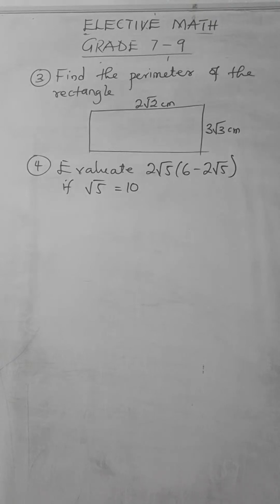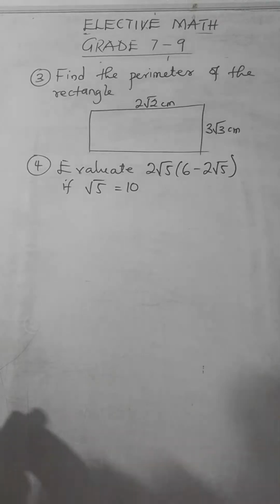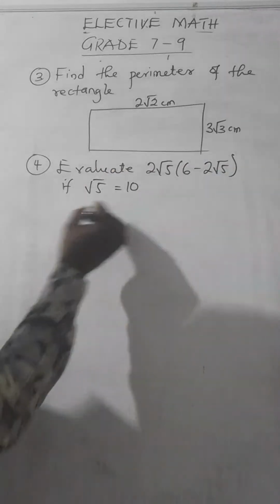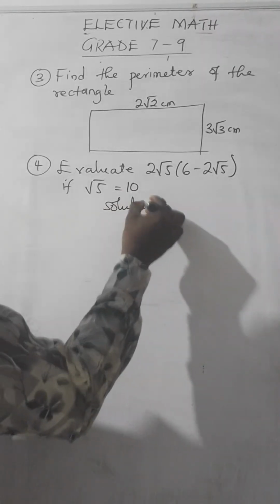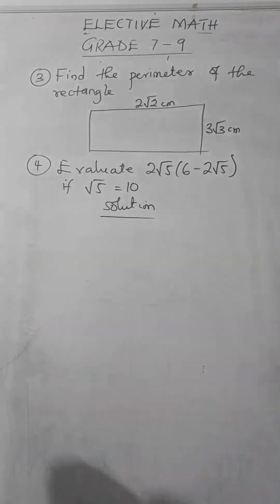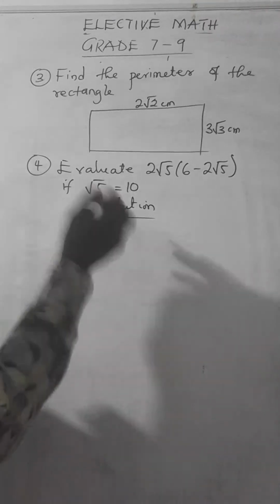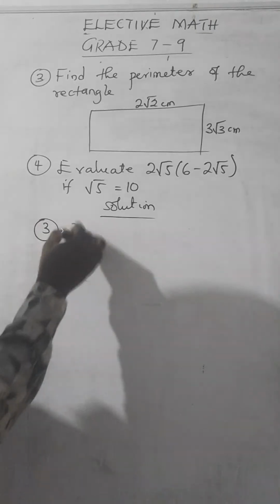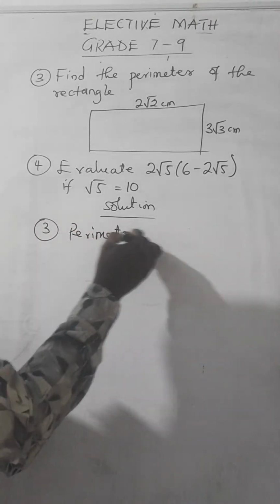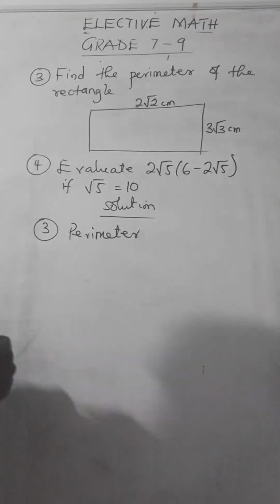Find the perimeter of the rectangle. You can see that the length is there and the width is also here. Then you evaluate the surd if root 5 is equal to 10. So when you look at it, to find the perimeter, that is for question 3 here. The perimeter, you can use the formula or you just add the surds given.